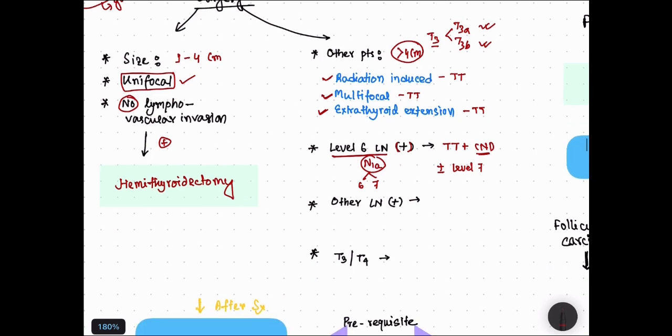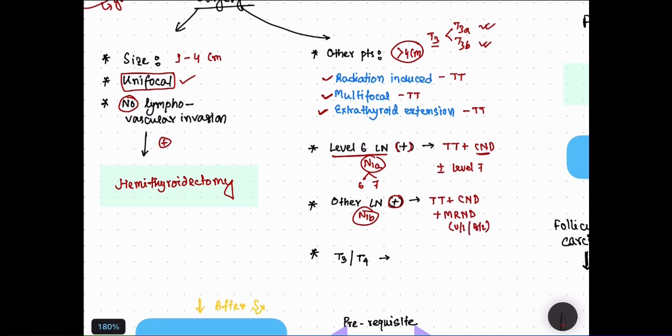But if other groups are involved, like level 1, 2, 3, 4, 5, then you have to do modified radical neck dissection, MRND. So you do total thyroidectomy for the thyroid and central neck dissection for N1A as well as for N1B, that means the other lymph nodes are involved. Modified radical neck dissection may be unilateral or maybe bilateral.